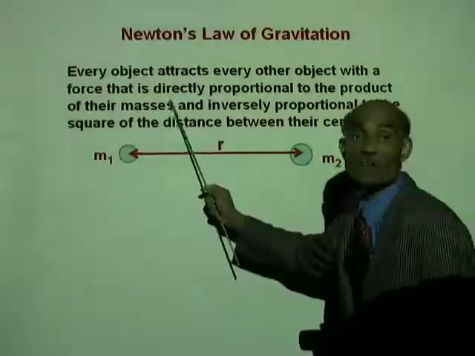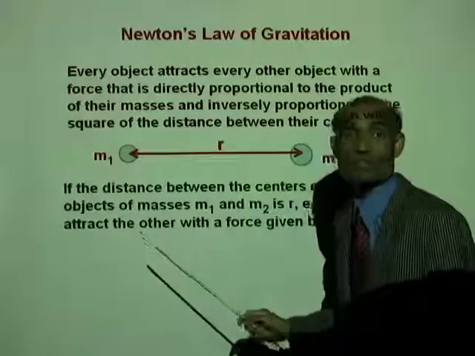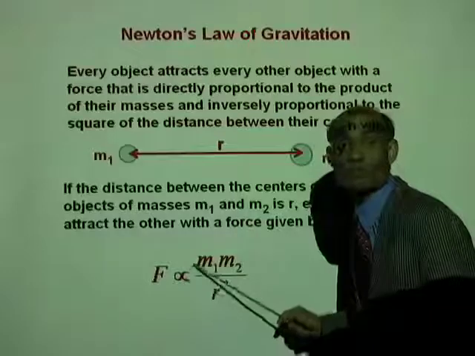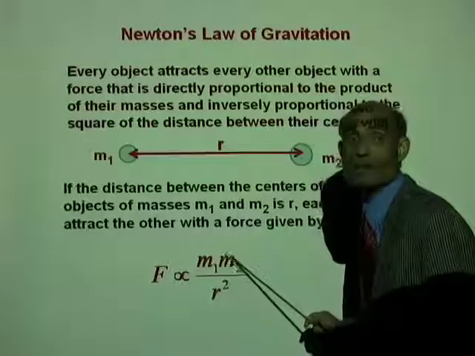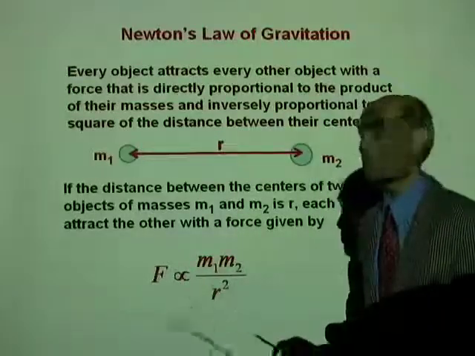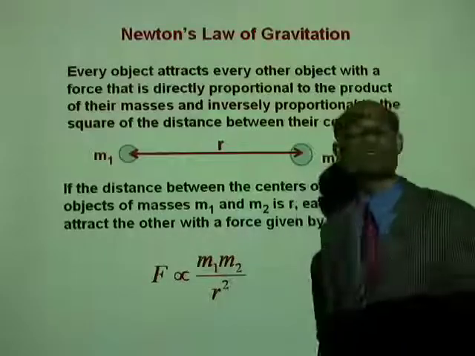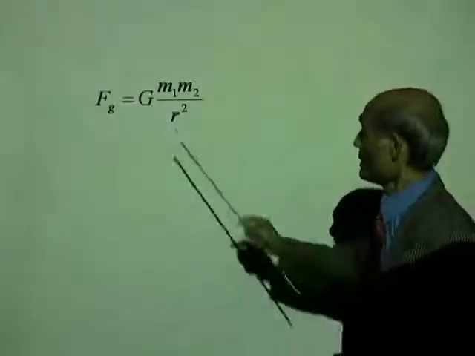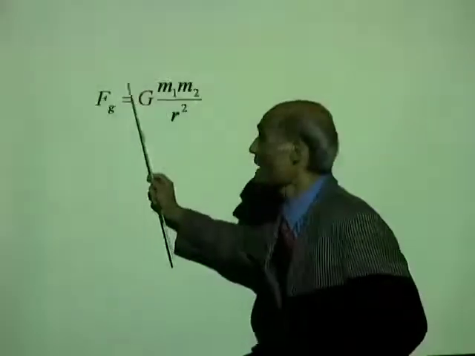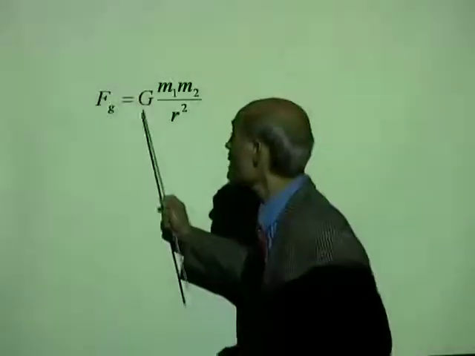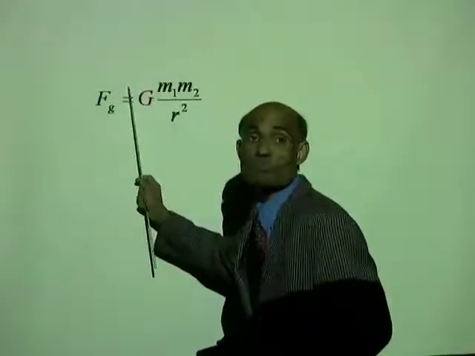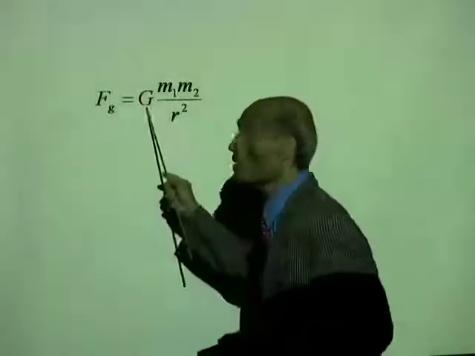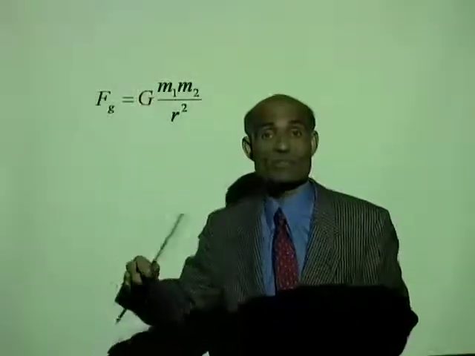Now we can rewrite this law using mathematical notation. It will be F is directly proportional to m1 m2 divided by r squared. This is the statement of Newton's law of gravitation. Well, that statement can now be rewritten by replacing the proportionality sign by an equal sign, adding a constant. We have been doing that right through the course.